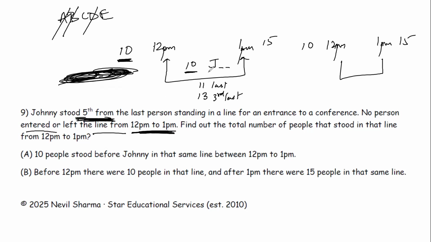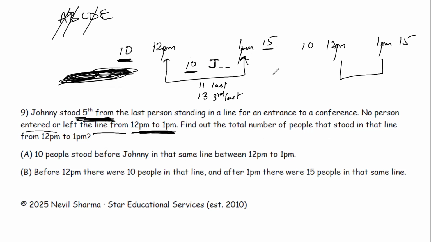So we know that 10 people stood before Johnny in that same line between 12 to 1 p.m. It doesn't tell us how many people were after Johnny. But we know for a fact that no one entered or left the line. So there are some people after Johnny, but no one entered or left the line. Anyway, now let's look at information after 1 p.m.